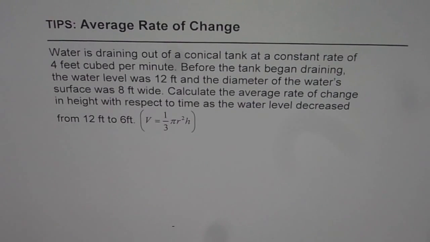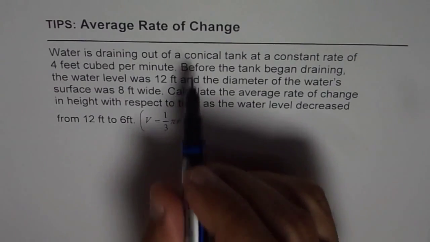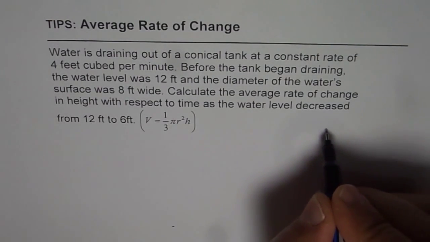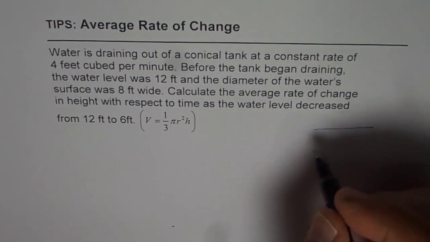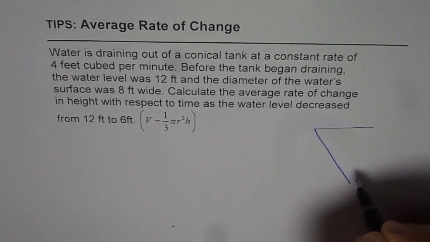Now to solve such questions, it's a good idea to sketch and then think about it. So let's first sketch a conical tank. Let me make a cross section here of a cone. So it's kind of like this.